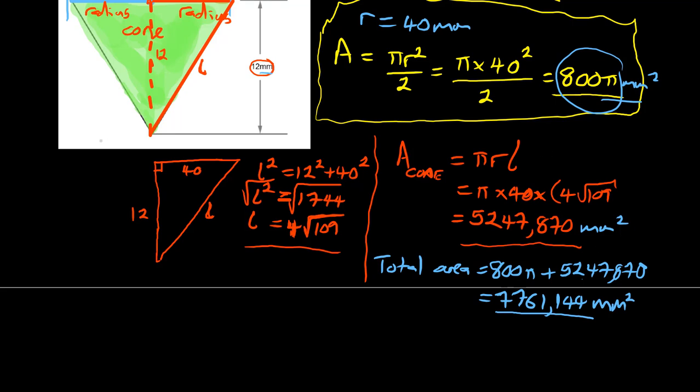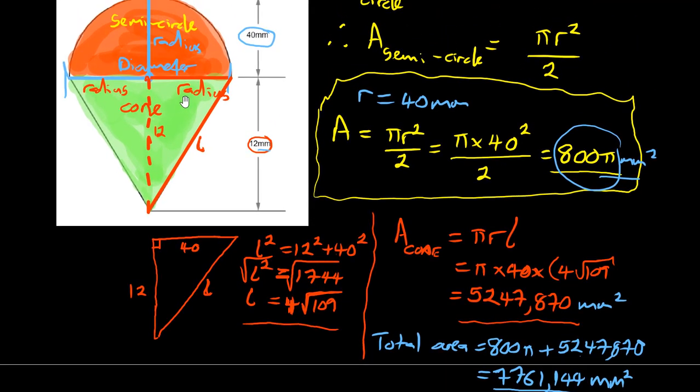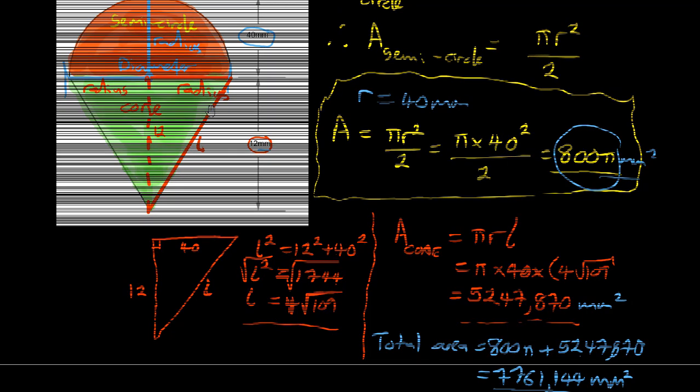So this is how you can approach a question that involves a cone, and then it is like an ice cream. If you can see that, this is like an ice cream of some sort. So such a question and the strategy that I showed you below can actually come handy in your exam.